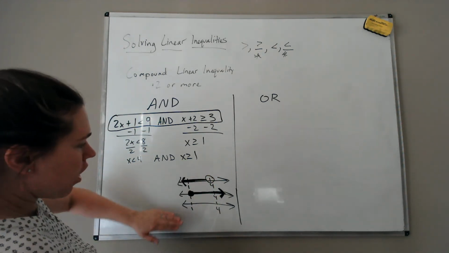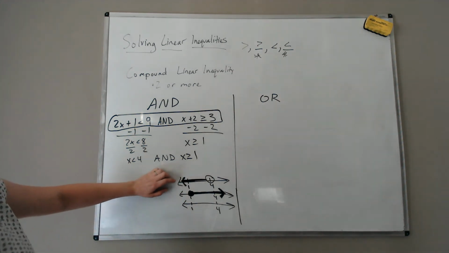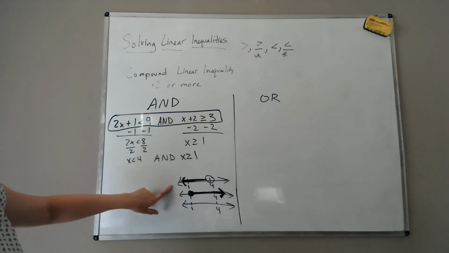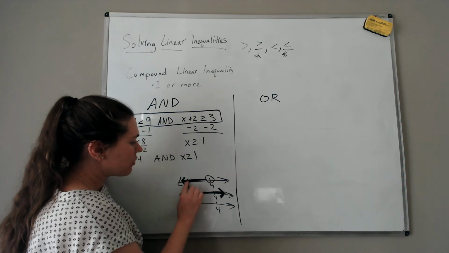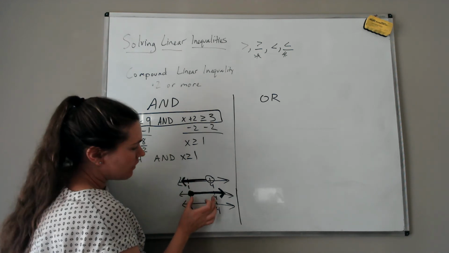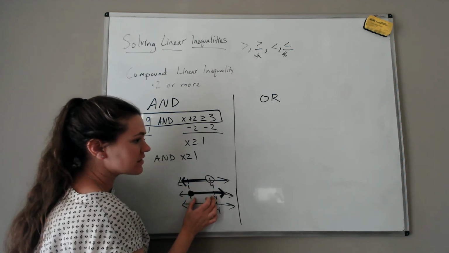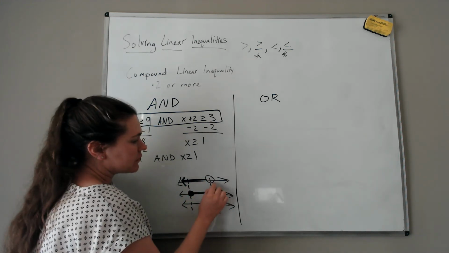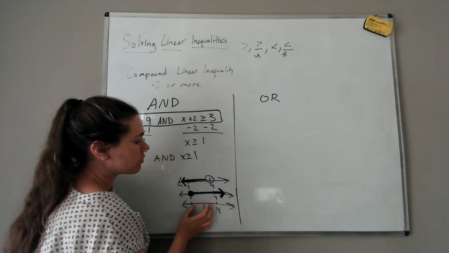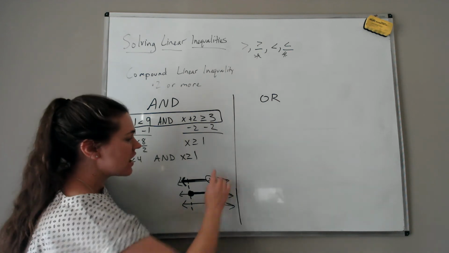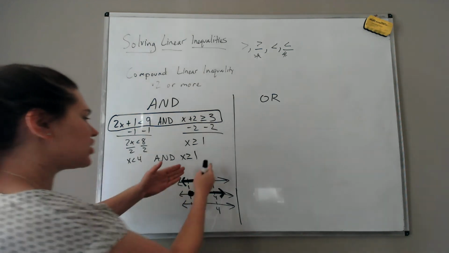Everywhere to the left of 1, is this covered on both of the number lines? No, only the first number line has solutions less than 1. Okay, what about 1? Is 1 on both of the number lines? Yes. How about between 1 and 4? Is between 1 and 4 on both of the number lines? Yes. Is 4 on both of the number lines? No, but that's where our little range of solutions lasts. And then, is anything greater than 4 on both? No.